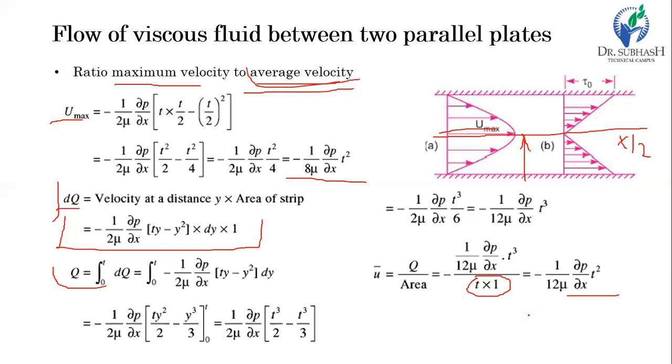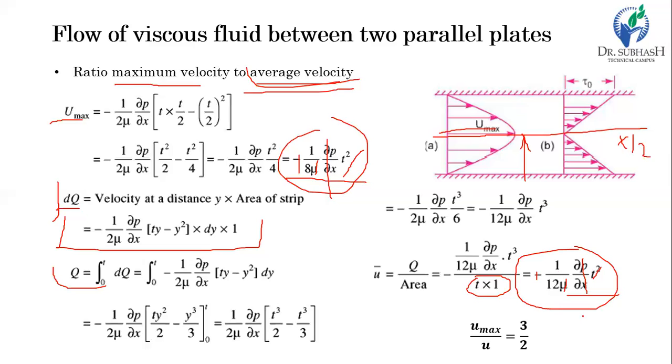After getting the equation of u max, which is here, and u bar, which is the average velocity and which is given here, we will take the ratio of u max by u bar, then common parameters will be cancelled out: 1 upon mu, del p by del x, t square here and t square here. So negative will also be cancelled out, so the final ratio will be positive. And 1 upon 8 mu is also common, so it will also cancel out, so it will be 1 upon 8 divided by 1 upon 12, so ultimately it is 12 by 8 and it is 3 by 2.